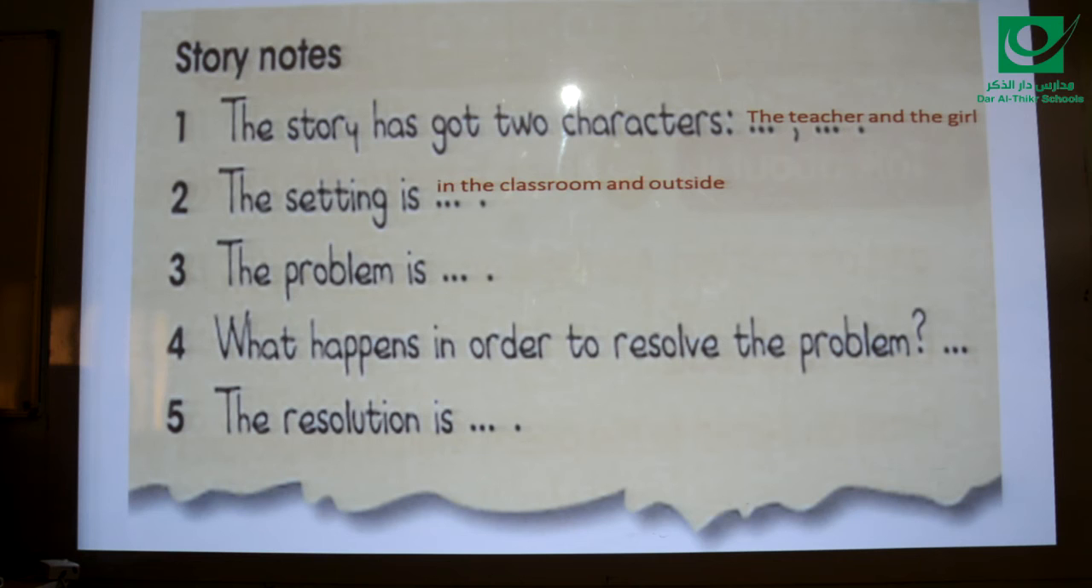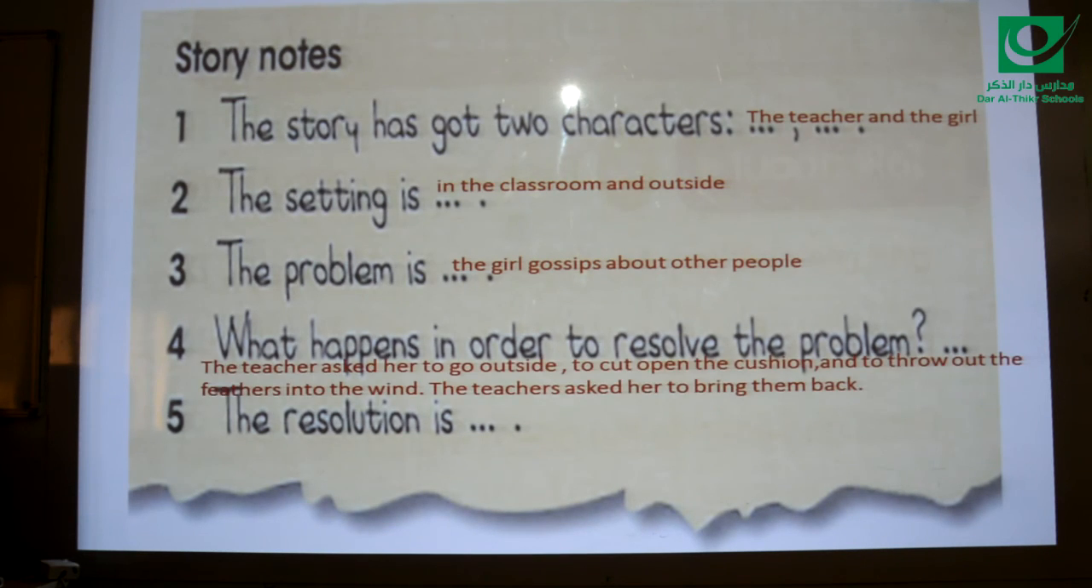Number 3, the problem is, what is the problem in this part? The girl gossips about other people, talks about them. What happens in order to resolve the problem? It means to find the answer to this problem. The teacher asked her to go outside, to cut open the cushion and throw out the feathers in the wind. The teacher asked her to bring them back.